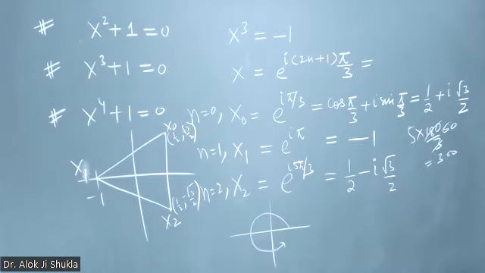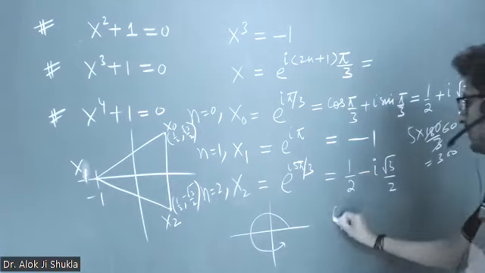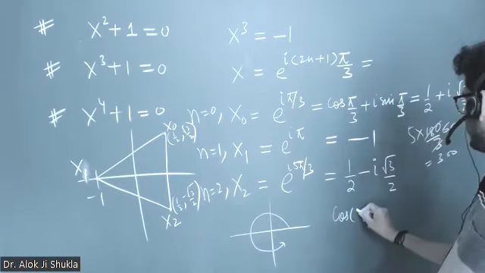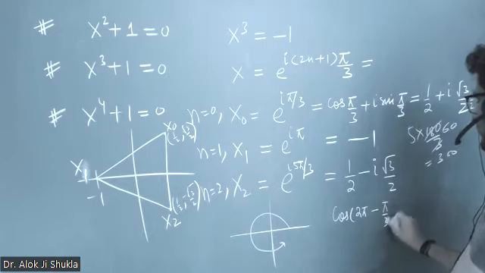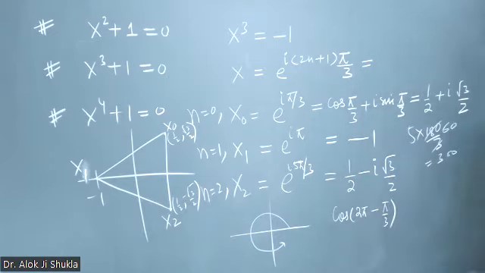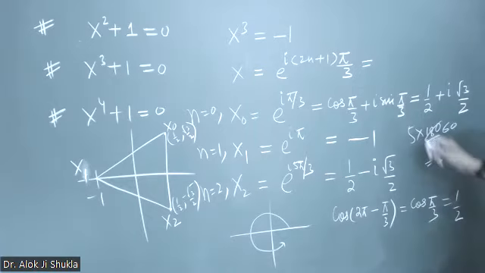You will write it like cos of 2 pi minus pi by 3, correct? Which is cos of pi by 3, which is half. Yes, sir. Got it, sir. Everybody will revise this. ASTC. Add sugar to coffee.